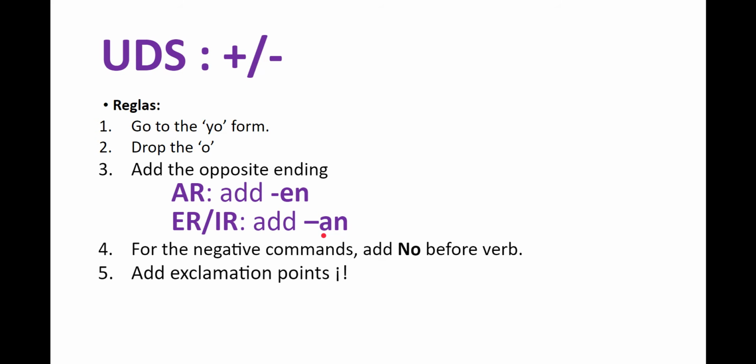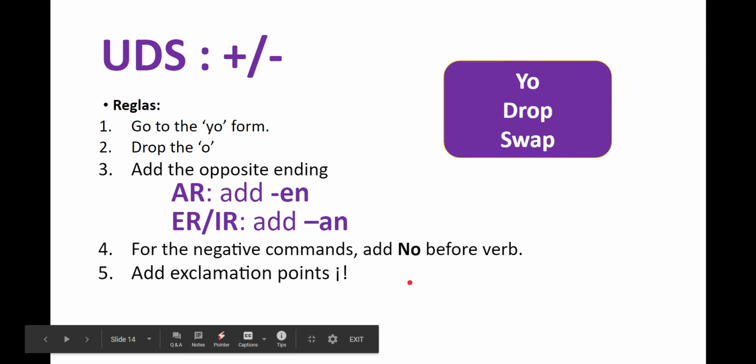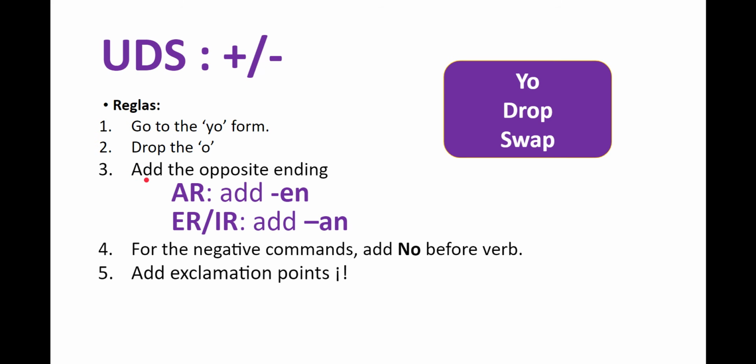In the present tense, same type of ending for ustedes as your subject. Here, again, they are your direct audience. You're just swapping the endings. For a negative command, add the no before the verb. Rule number 4. And rule number 5, same as before, add exclamation points if necessary. Okay, we can summarize, use our shortcut here. For ustedes commands, the same rules apply. Yo, drop, swap. Yo form in the present tense, drop the O and swap the ending to its opposite.